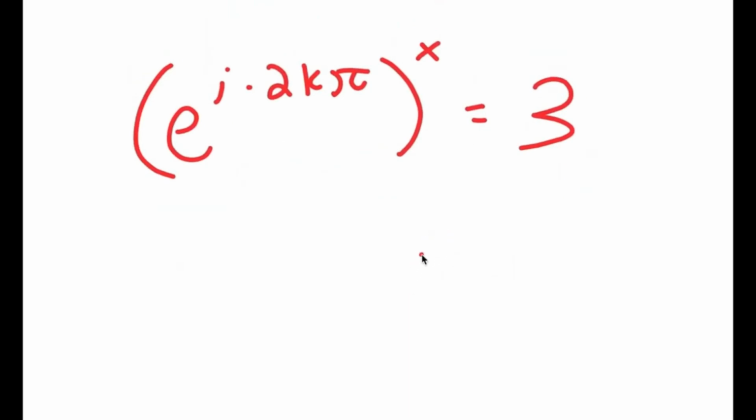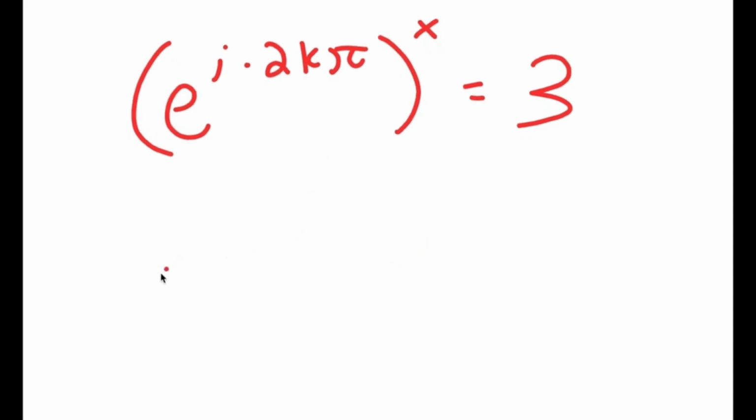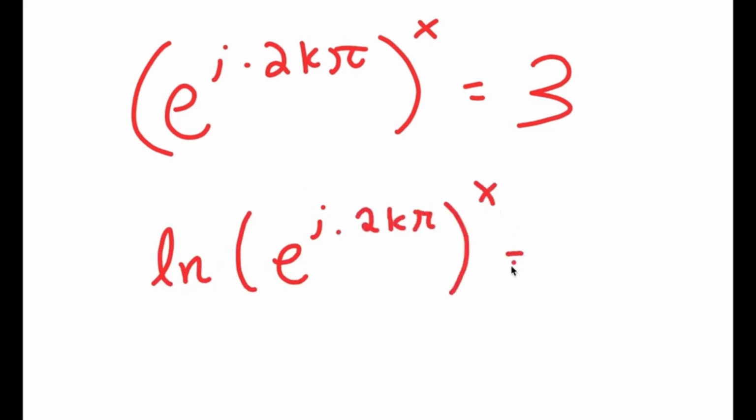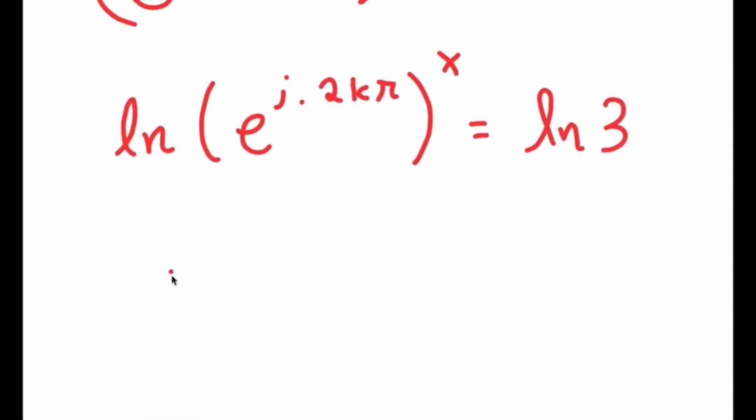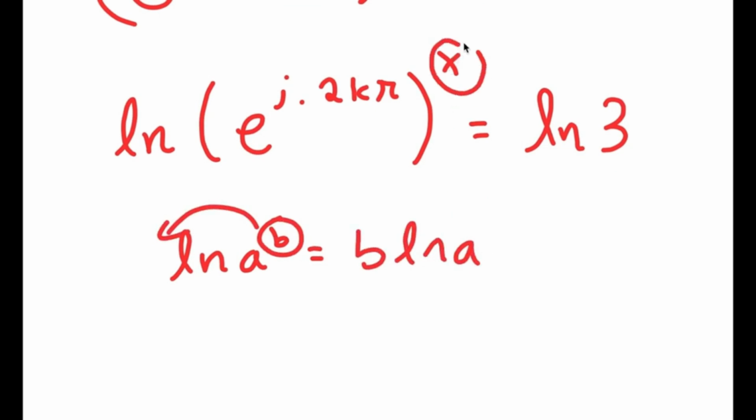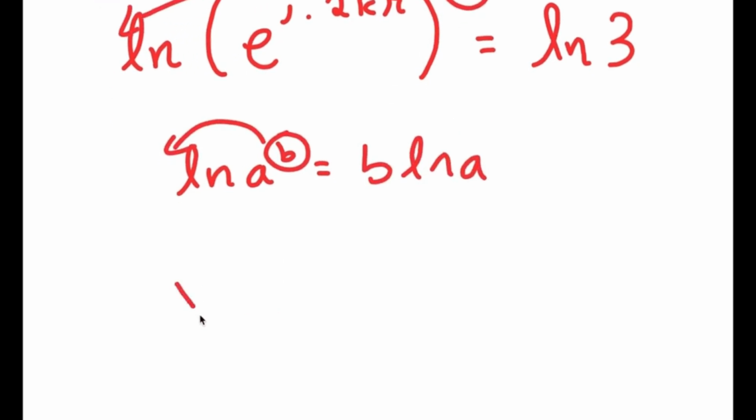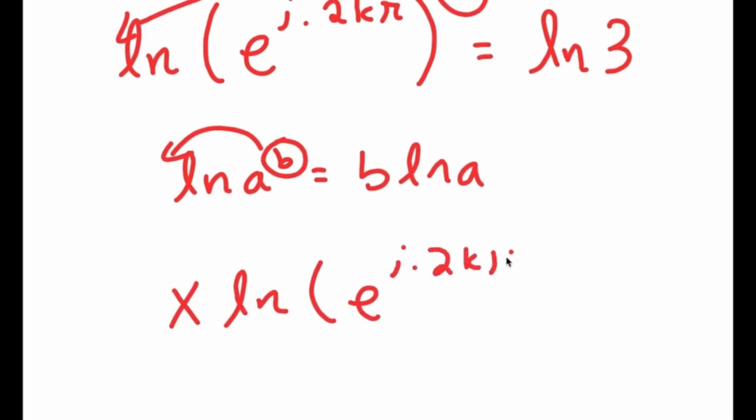So now, to solve this, I'm going to do what I did at the start. I'm going to take the natural log or ln on both sides. So I get ln of e to the power of i times 2k pi, to the power of x, is equal to ln of 3. Now, if I have something in the form ln a to the power of b, I can move this exponent b to the front, so I get b times ln a. In this case, I can move x to the front, so I get x times ln e to the power of i times 2k pi is equal to ln 3.